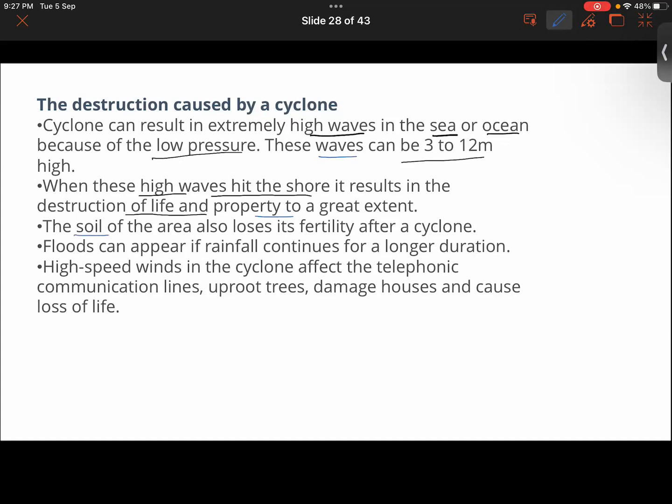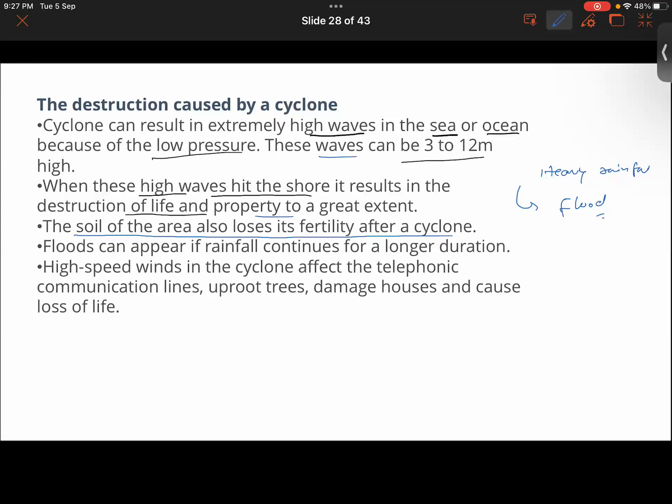The soil will also lose its fertility after a cyclone, because after a cyclone there is heavy rainfall, and that heavy rainfall leads to flood in that region. So the soil's fertility can also be lost.